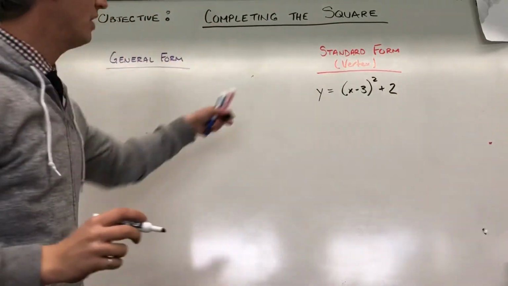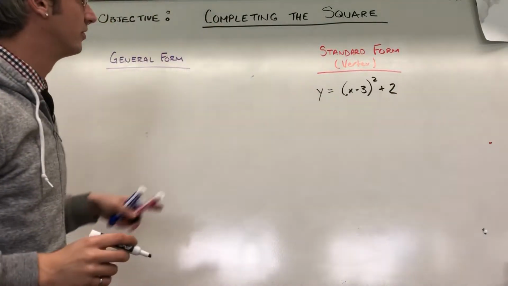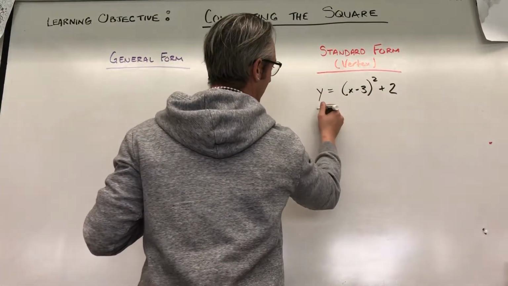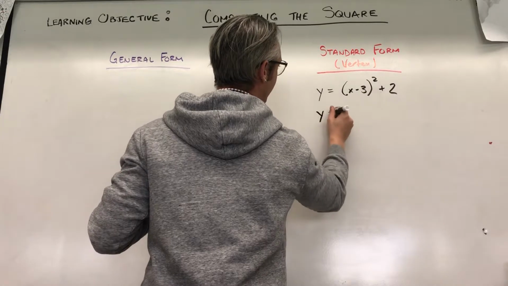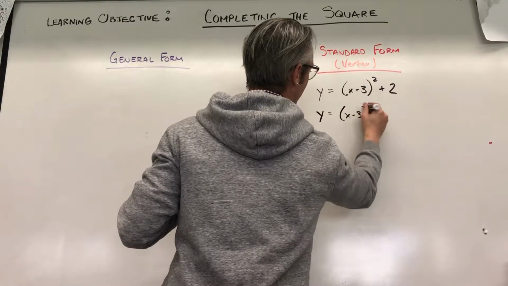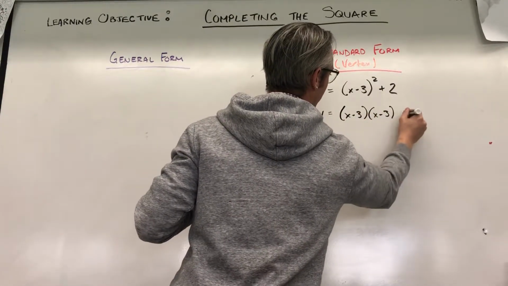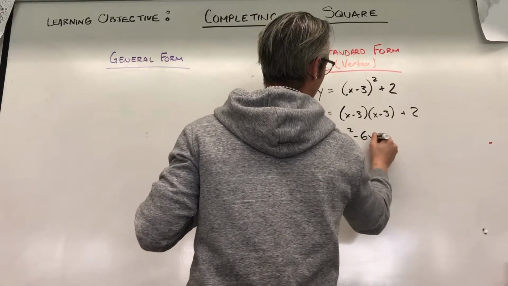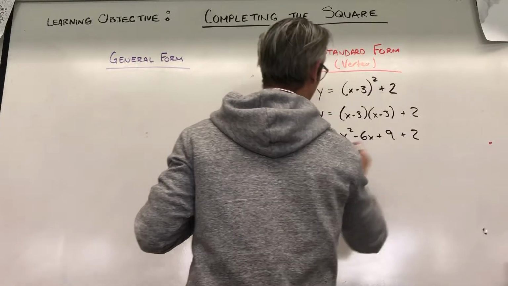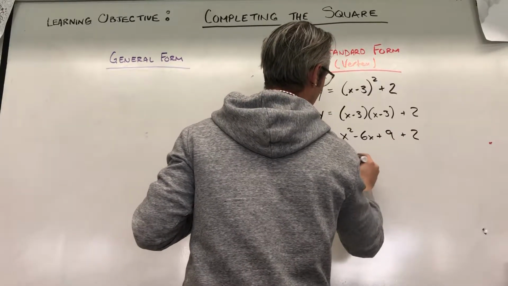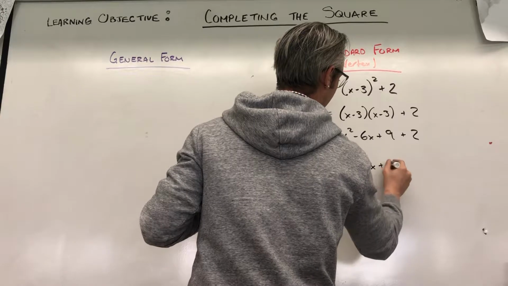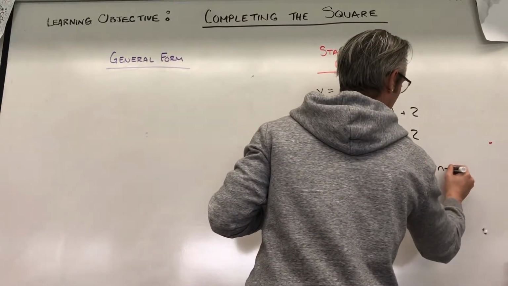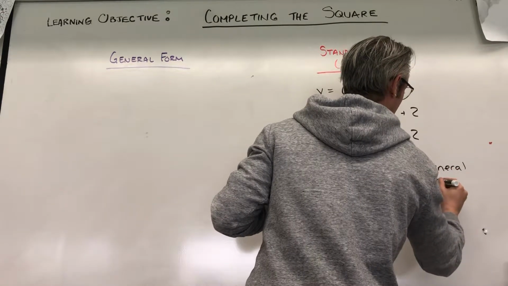Okay? If I want to go from standard form into general form, all I have to do is expand this multiplication. So to get into general form, I go y is equal to x minus 3 times x minus 3 plus 2. y is equal to x squared minus 6x plus 9 plus 2. y is equal to x squared minus 6x plus 11. I am now in general form. Okay?